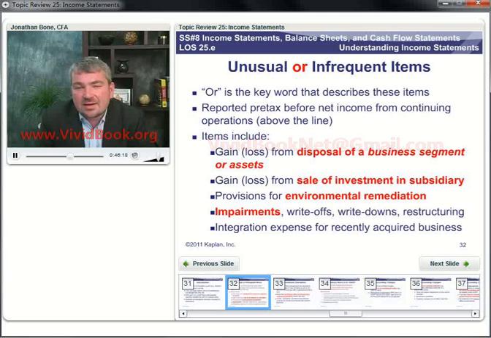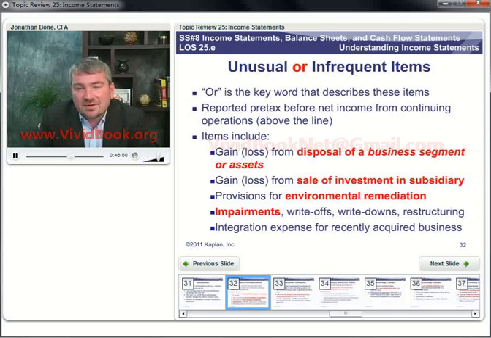Impairments. Now impairments are when essentially the fair value of a balance sheet asset has fallen below its carrying value. Whenever you hear the phrase carrying value, it just means the value in the balance sheet. So if fair value is dropped below the carrying value, you have an impairment and you have to reduce the balance sheet value of the asset in the balance sheet. This reduction in the asset goes through as an unusual or infrequent item as an expense in the income statement. Write-offs and write-downs are a bit like impairments, but they tend to relate to inventory.